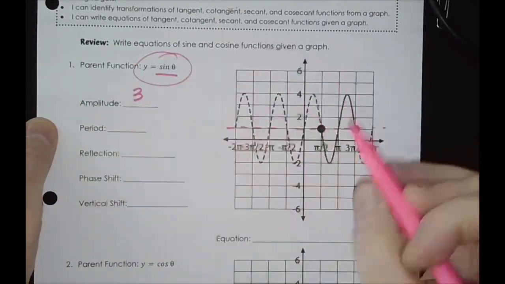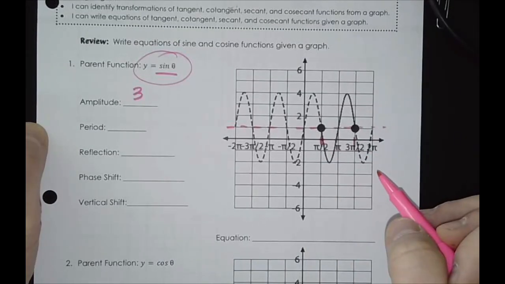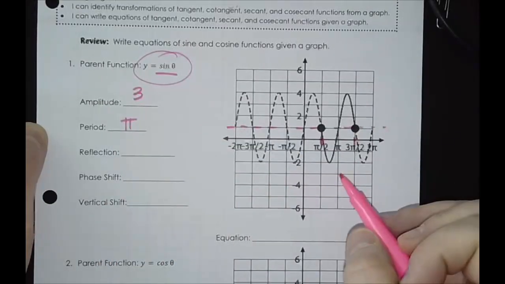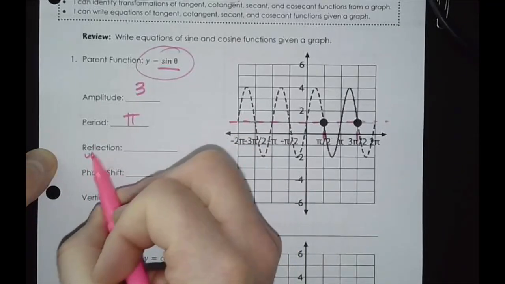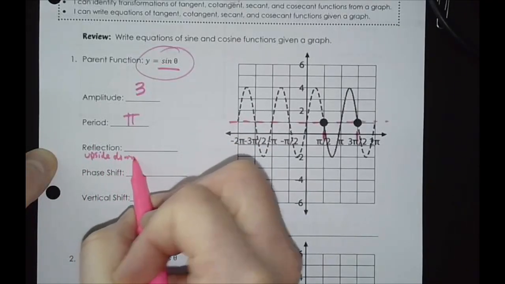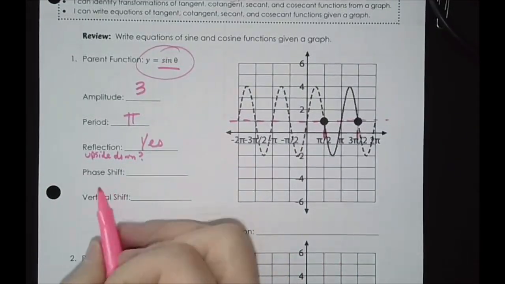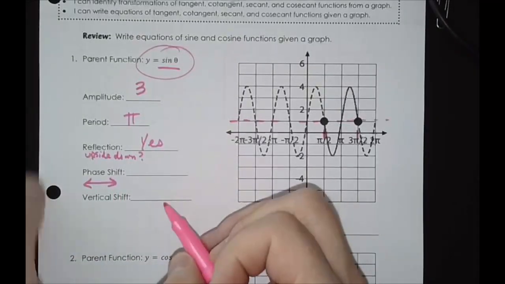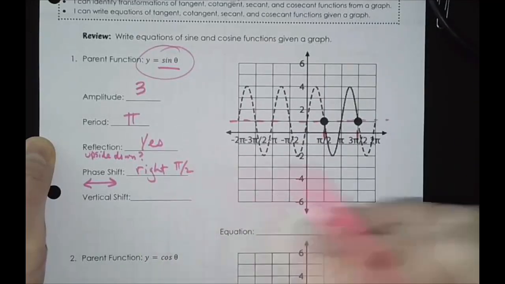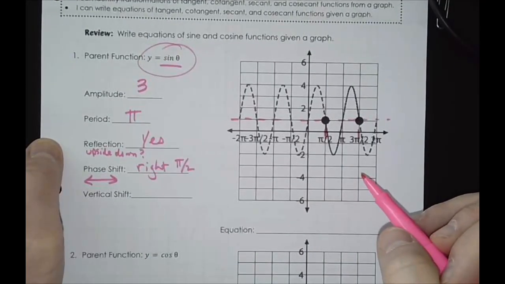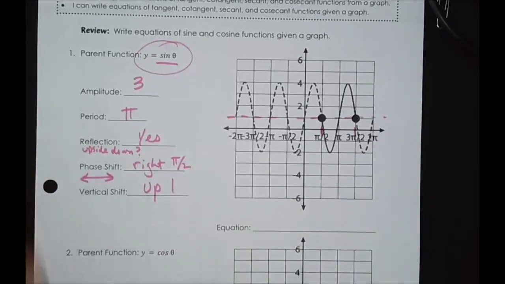What's the period length if it starts here at pi over 2 and ends at 3 pi over 2? Pi. All right, think about that. Is there a reflection? That means upside down. The answer is yes. Is there a phase shift? That means left and right. What's the phase shift? Right pi over 2. Is there a vertical shift? Up 1.